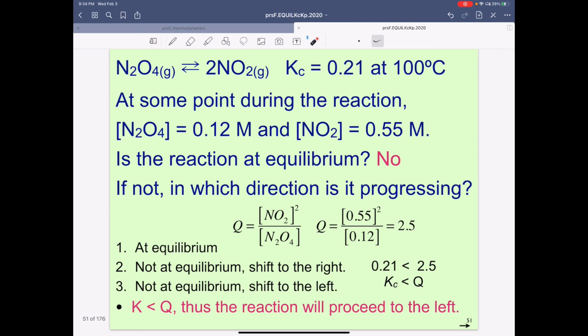When you come on back, you'll find out that Q, which I don't want to call K because it doesn't equal K, so my Q, 2.5, is bigger than my K value. Thus, the reaction must proceed to the left so as to make the Q get smaller to be able to reach K. Also, if you line K and Q values up alphabetically, K first, Q second, the greater than or less than symbol will always point in the direction of the shift of the reaction.